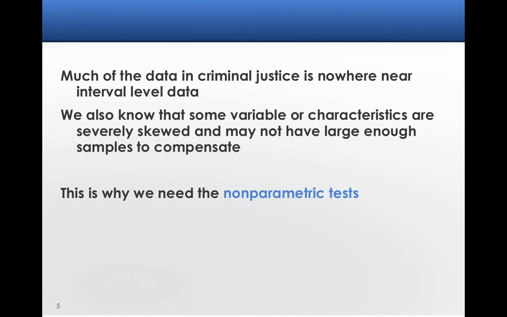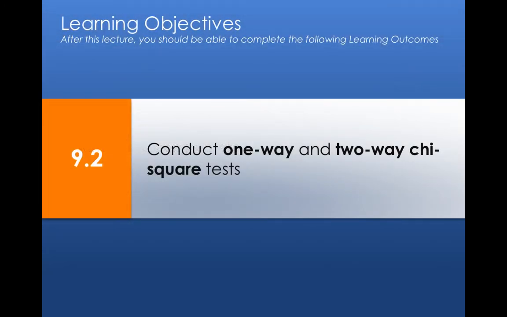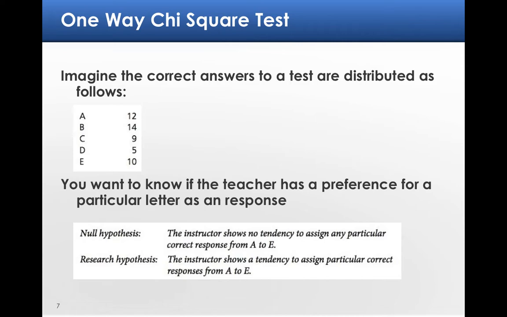Much of the data in criminal justice, as we've seen when we're dealing with the GSS and with some of our NIBRS variables, is not interval level data. We also know that some of our data is skewed, or it might not be large enough. So we're first going to talk about chi-square, one-way and two-way chi-square tests.